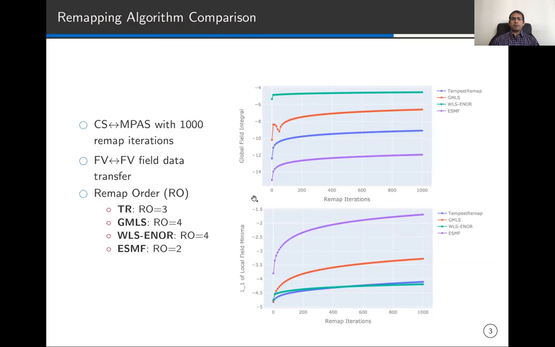Here's a brief demonstration of our comparison. This is one specific grid, the cube sphere to an MPAS type mesh, and we ran 1,000 remap iterations. And each remap iteration is transferring the solution from the source to the target and then back to the source. And that's one remap iteration. And we do this for 1,000 iterations, and we measure both the global conservation and the dissipation in the solution for one of the real fields.